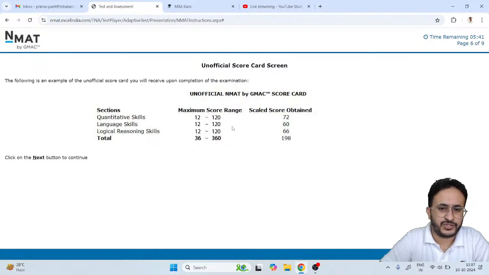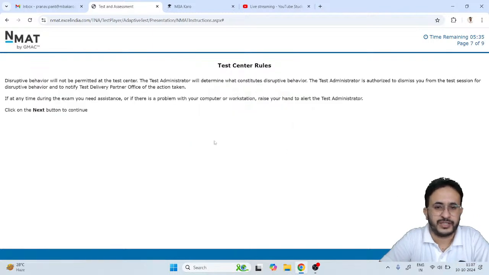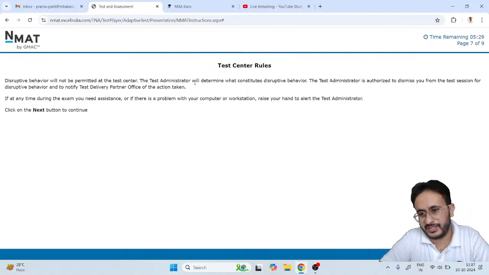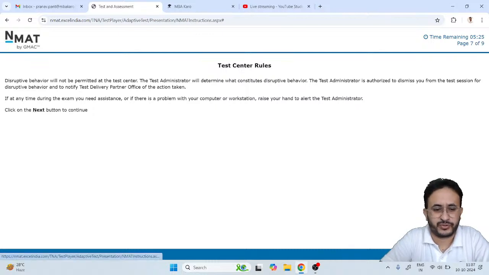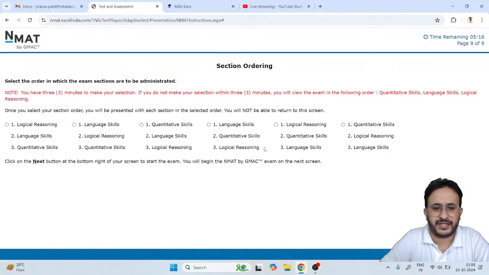Then it shows the score range. There is no need to analyze how the score is made, what it becomes. You do not know the algorithm, so just move on. Then test center rules. If you are a miscreant in the rules, they can throw you out. So no cheating, no unfair means, etc. Okay, let's move on. There are confidential and proprietary materials, fine. Then the last is this, before you select.